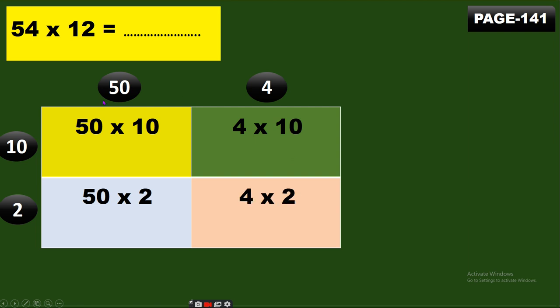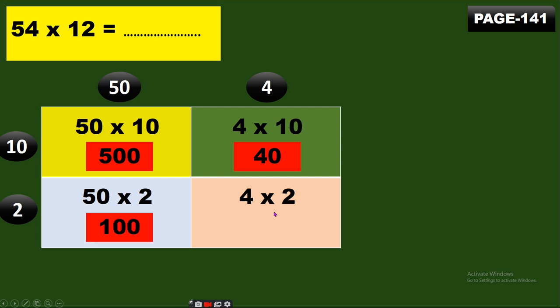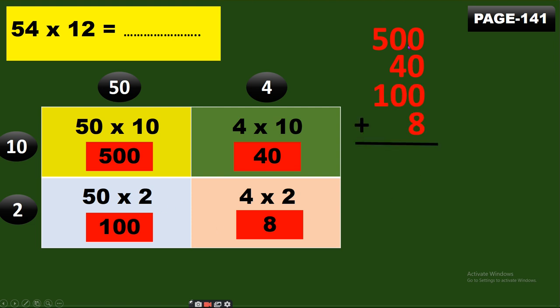Okay, 5 ones are 5, 0, 0, 500, 4 tens are 40, and 50 twos are 100, and 4 2s are 8. So 500 plus 40 plus 100 plus 8. So 0, 0, 0, 8, 8, 0, 4, 0, 4, and 5 plus 1, 6. So 648.